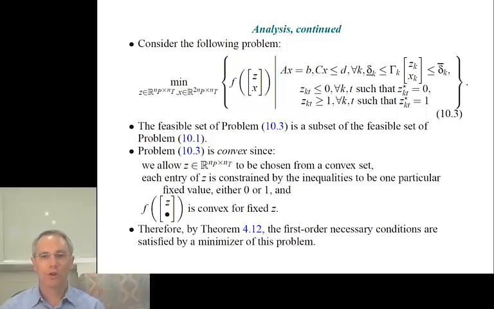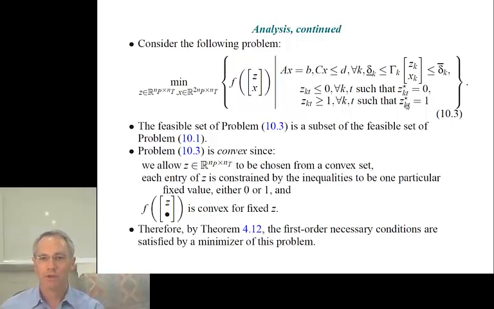So let's consider the following problem. We're now going to not require z to be in an integer lattice, but instead we're going to add a couple of extra constraints. We'll still have the objective we saw before. We've got the constraints, system constraints and generator constraints, but we're going to add two more sets of constraints. The first set is going to be z_kt is less than or equal to 0 for those generators and pricing intervals such that z_kt star is equal to 0. Furthermore, for each kt such that z_kt star is equal to 1, we're going to require z_kt to be greater than or equal to 1.